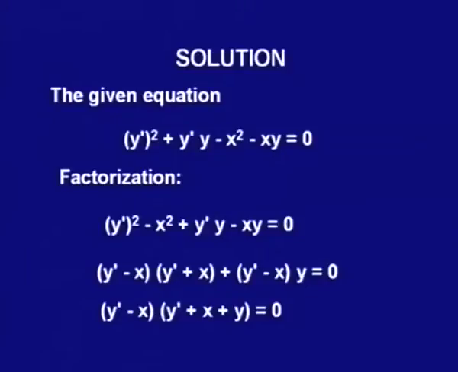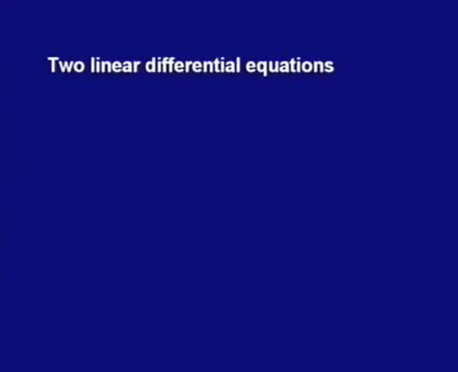So, we have got these two factors. If I equate them with 0 separately, we would get two linear equations, namely y dash minus x is equal to 0 and y dash plus x plus y is equal to 0. Again we will solve these equations one by one.